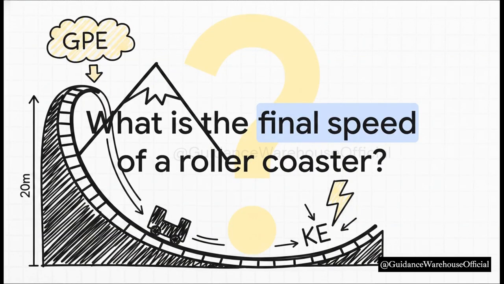Let's connect this to real life with a classic physics example. Imagine you're an engineer designing a roller coaster, and you need to figure out the exact final speed of the cart right as it bottoms out after dropping down a massive 20-meter hill.